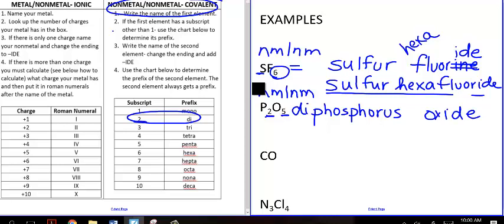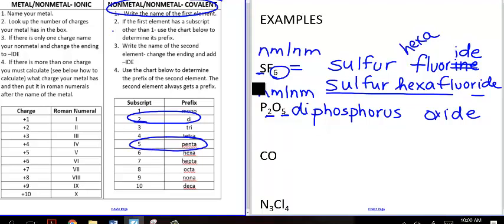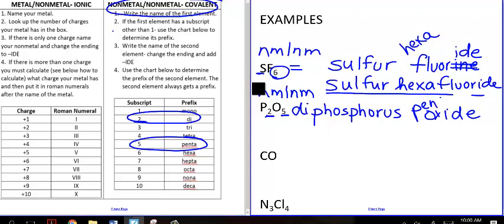We look at the subscript, that little number for oxygen. It's a 5. So this is diphosphorus pentaoxide, okay? And we could, of course, rewrite that.